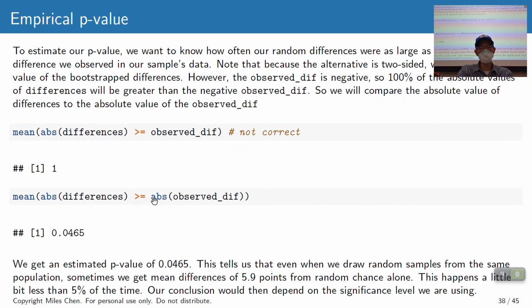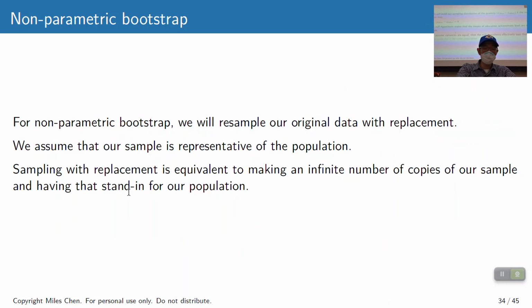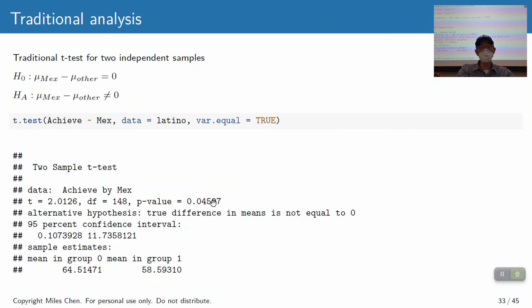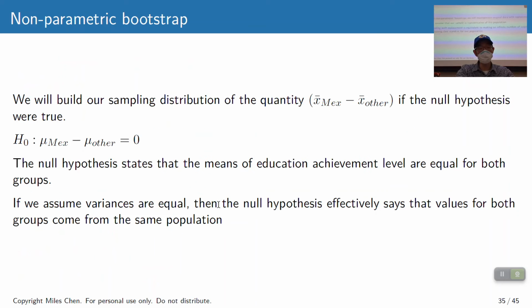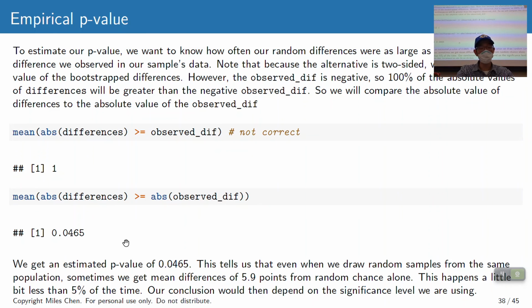So what we have to do is take the absolute value of the observed difference, which now becomes positive 5.92, and we want to know how often our simulated differences were greater than or equal to positive 5.92. And here we get a proportion, again just under 5%, 0.0465, which aligns with our t-test. When we did the t-test, we got a p-value of 0.04597, so around 4.6%. And here we're getting a p-value, again, right around 4.6%.